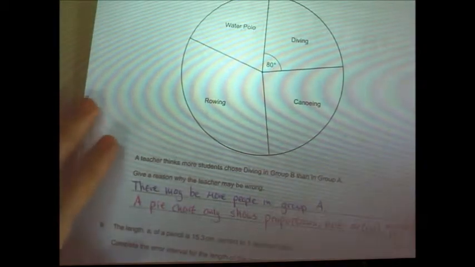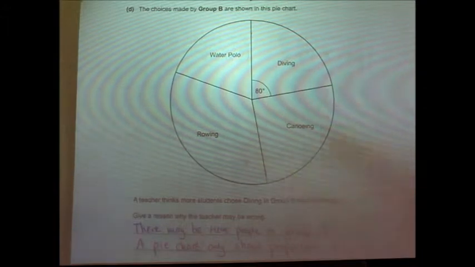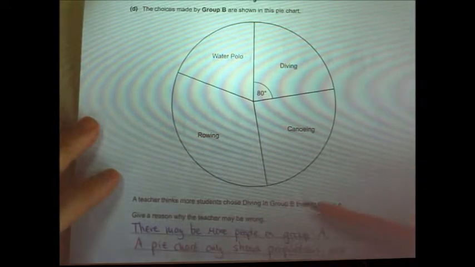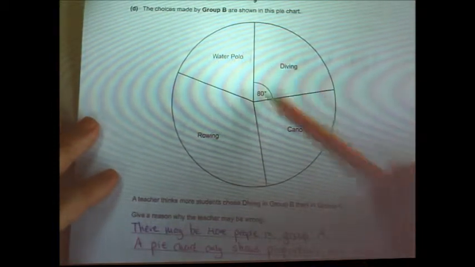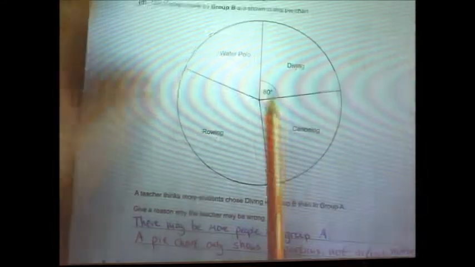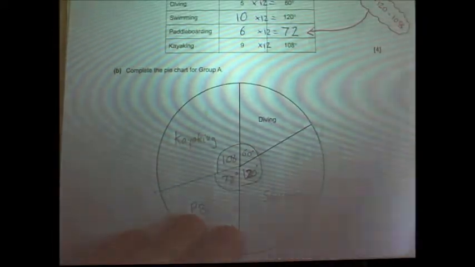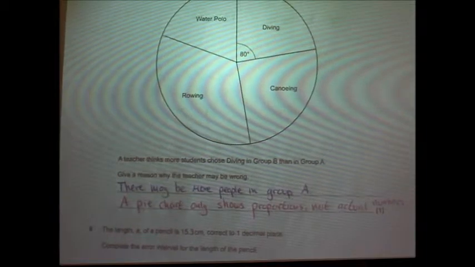Part D. The choices made by Group B are shown in this pie chart here. A teacher thinks more students chose diving in Group B than in Group A. Well, let's have a look. There's 80 degrees there do diving, and in Group A there was only 60 degrees that do diving. So you might think they're correct. But let's give one reason why they might be wrong. I've actually given a couple of reasons.